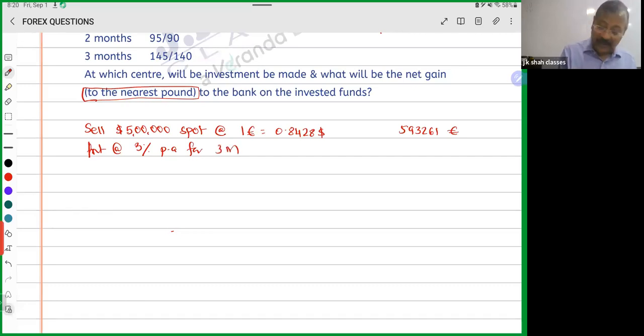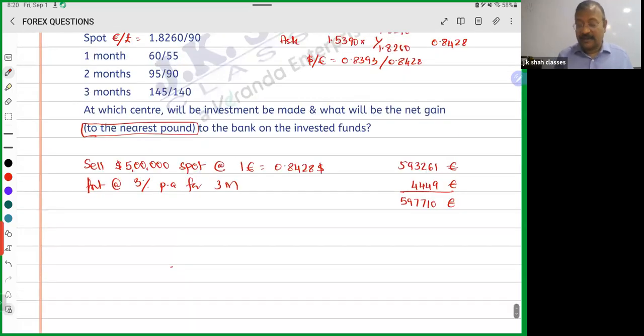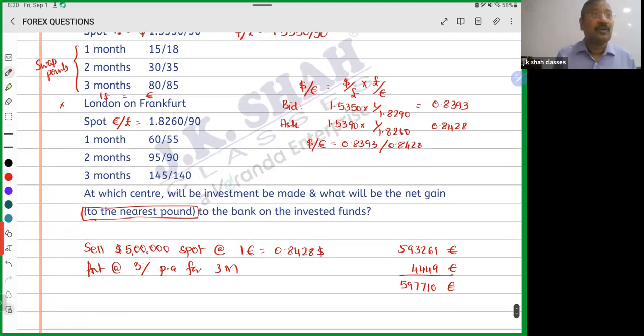So 593,261 into 3% divided by 4, 4,449 euros. So this will give me 593,261 plus 4,449, 597,710 euros. And this euro again has to be converted back into pounds.